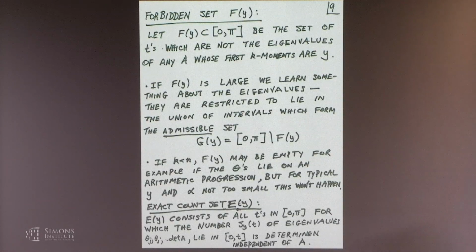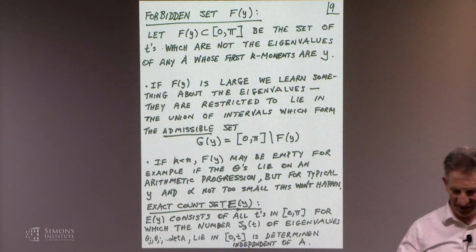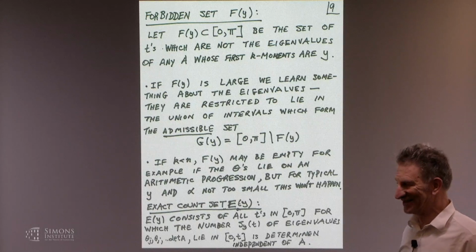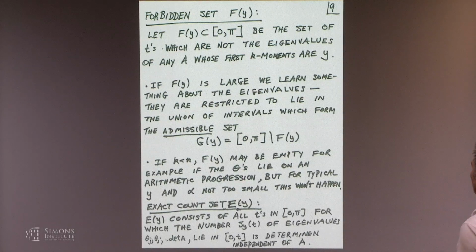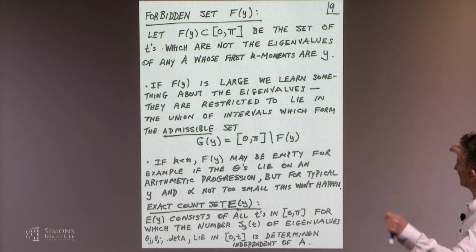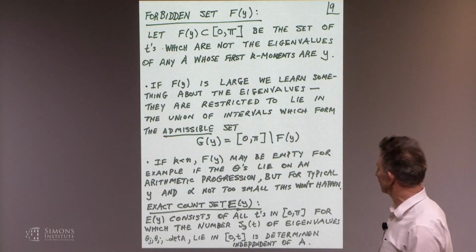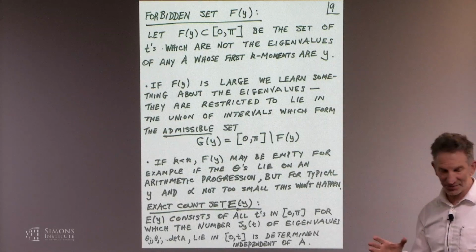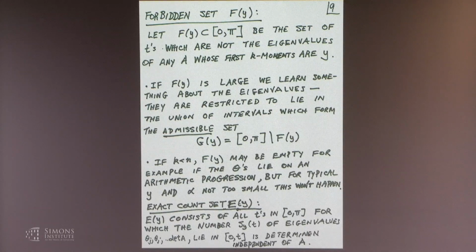I'll raise quickly the main problem right now. What are we trying to compute? We have an underdetermined problem, so you might say, forget it, you can't compute anything. Well, it's not true. You can compute a tremendous amount. So this is an important definition. Given y, the vector of moments in k dimensions, I've got k moments for this matrix. I let f of y be the forbidden set. This will be a subset of 0 to pi. It's an open set.